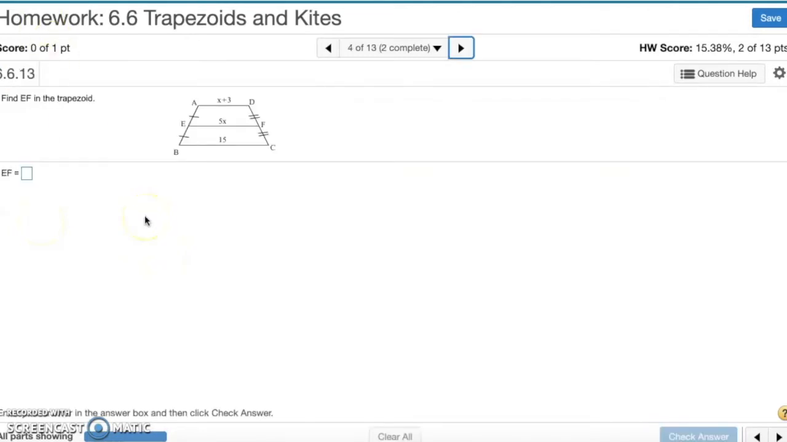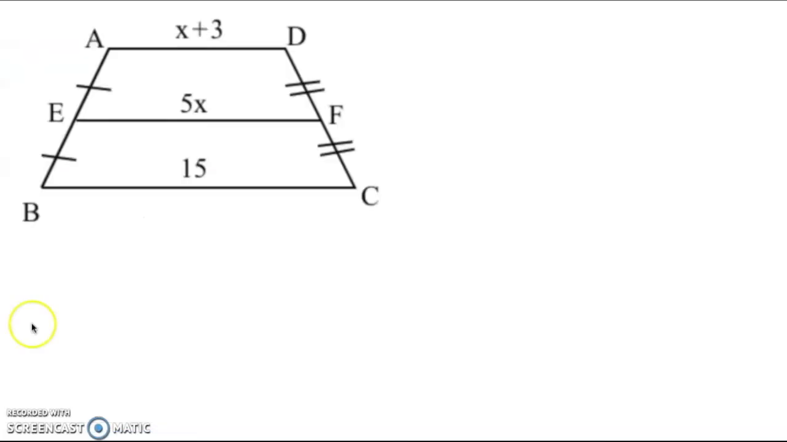Number 4, find EF in the trapezoid. So let's take a closer look at that. The mid-segment rule is that the top length plus the bottom length divided by 2 gives you the middle length. A shortcut I like to use to make solving the equation easier is to double the middle length and set that equal to the top plus the bottom. So it'll be x plus 3 plus 15 equals 10x. And then I solve for x from there.